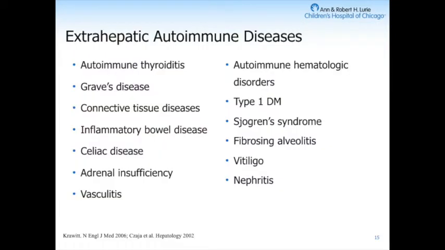So there are many extrahepatic autoimmune diseases. I know a lot of the people here may have had a thyroid disease first and then autoimmune hepatitis, or they may have celiac disease. Other diseases such as vasculitis are possible, diabetes is possible, vitiligo, nephritis. These are all things that come under the same family as autoimmune hepatitis.